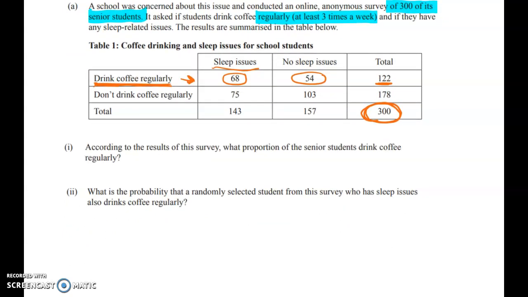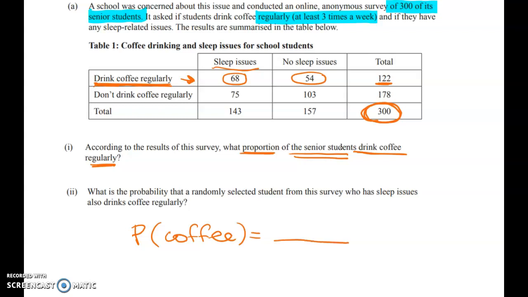According to the results of this survey, what proportion of the senior students drink coffee regularly? So I'm going to write that like this, P bracket, and then I'm just going to put coffee. So we're being asked here about what proportion of all of the students in the survey, right? So what proportion of the senior students drink coffee regularly? I want you to imagine that we're putting the names of those 300 people into a hat and their answer to the questions about coffee and sleep. So how many names are going into the hat? Well, it's all of the senior students. So this answer is going to be out of 300.